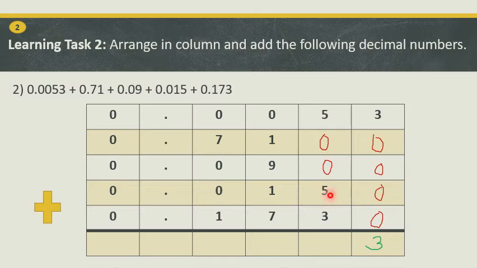And then 5 plus 5 is 10 plus 3 is 13. So carry 1. Then 1 plus 1 is 2 plus 9 is 11 plus 1 is 12 plus 7 is 19. Then 1 plus 7 is 8 plus 1 is 9. Then, nakita natin dito, merong decimal point. So, lalagay lang natin yon, itatapat lang natin yung sa answer natin. And then, ito lahat ay 0. So, ang answer natin is 9,933 10,000ths.